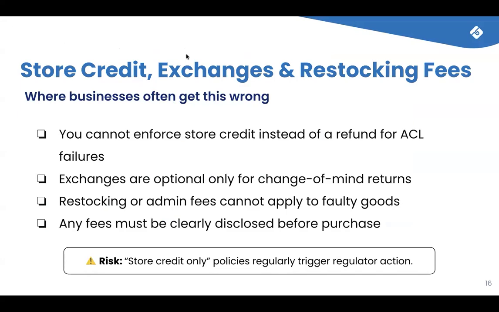Again, this is one of the most common areas of non-compliance we see. So for store credit, you cannot force store credit instead of a refund where Australian consumer law applies. If a refund is required, it must be a refund of the amount that they paid, not a store credit. Store credit is acceptable for change of mind, but it has to be clearly stated.